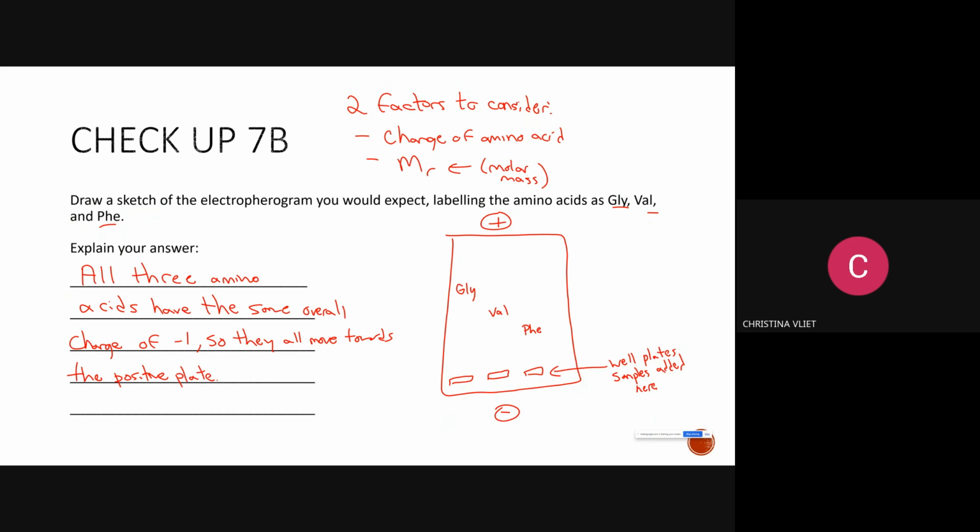The amino acid that moves the farthest is the one with the what? So why did glycine move the farthest? Francesca. It has the lowest molar mass. So the amino acid, you have to get in here somewhere. The amino acid with the lowest MR travels farthest. Highest MR travels least.